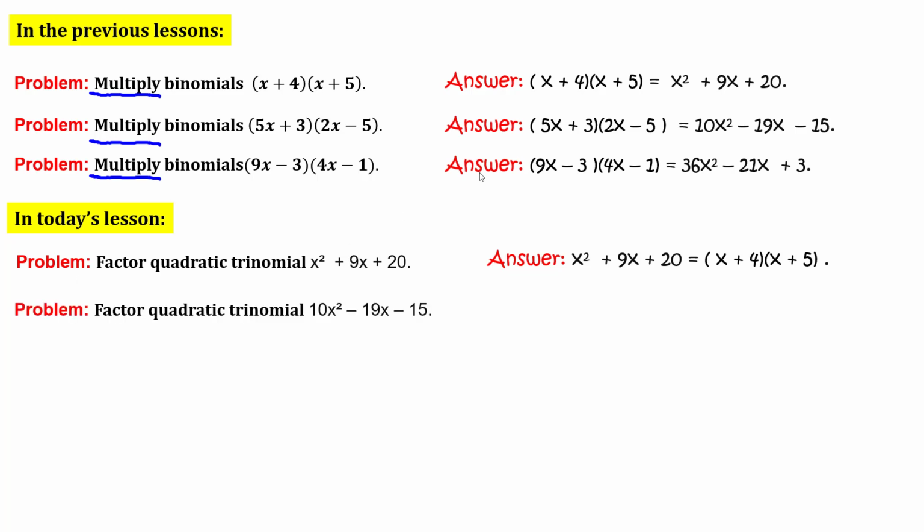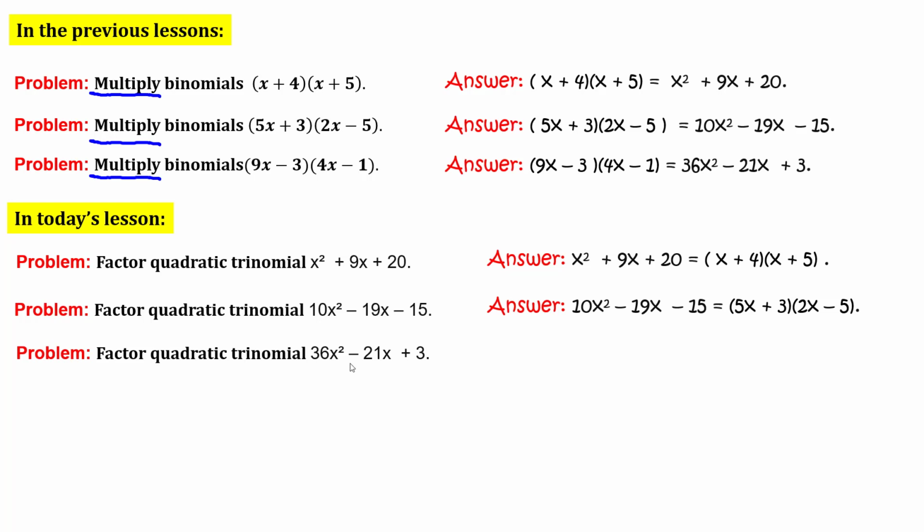Or I might have asked you to start at the end to factor 10x squared minus 19x minus 15, and then the answer is 5x plus 3 times 2x minus 5. I might ask you to factor 36x squared minus 21x plus 3, and the result is 9x minus 3 times 4x minus 1. So the command in this case is to factor.